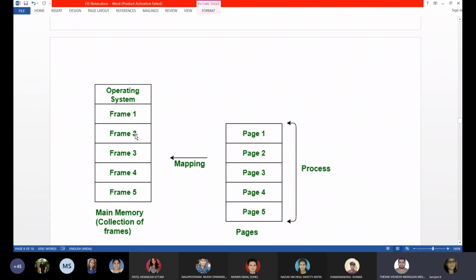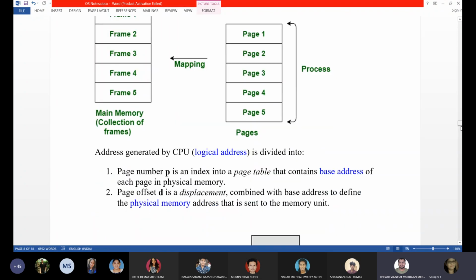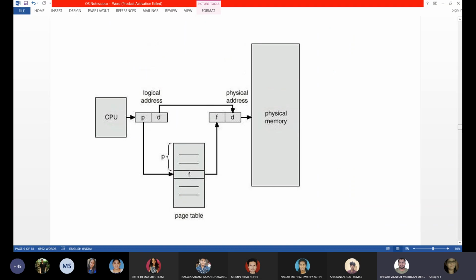The addresses which are there in the secondary memory are called logical addresses. The addresses which are there in the main memory are called physical addresses. Physical addresses, main memory; logical addresses, secondary memory. How that address conversion will happen, we will see in another diagram. Now, before understanding that, you have to know this.